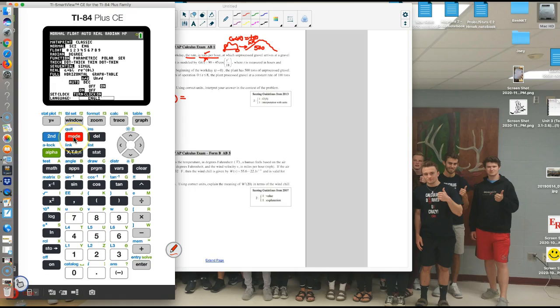So I'm going to check my mode because I do help with geometry. So I do go to degrees sometimes, but I'm good. But you should check the modes on your calculator. Go ahead and hit enter.